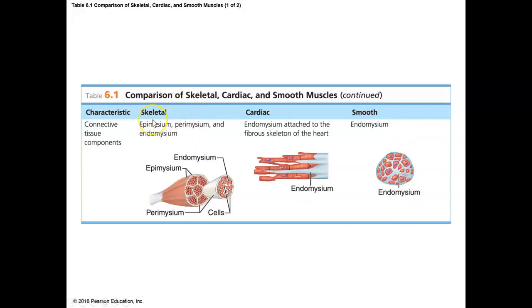In skeletal muscle, we have three connective tissue wrappings that surround the muscle itself. We have endomysium, which surrounds each individual muscle fiber, perimysium, which surrounds a fascicle of muscle fibers, and the epimysium surrounds the entire muscle. In cardiac and smooth, we only have the endomysium, which separates the muscles so that you can have contraction of individual cells versus the entire muscle all the time.